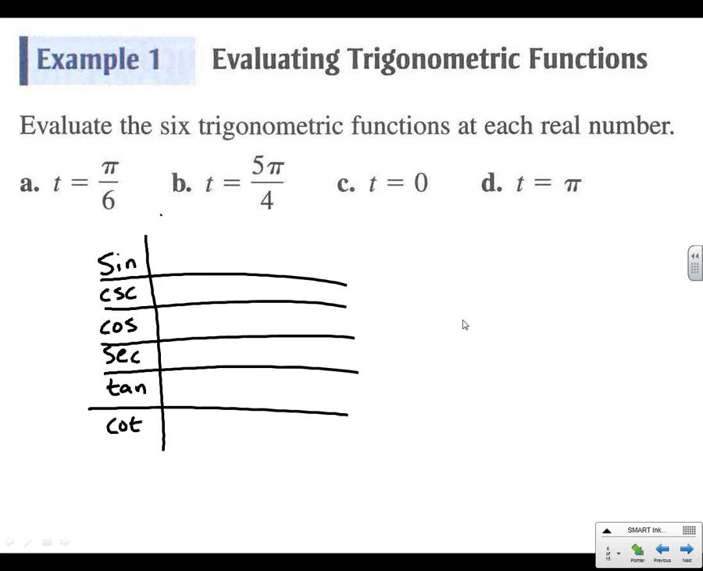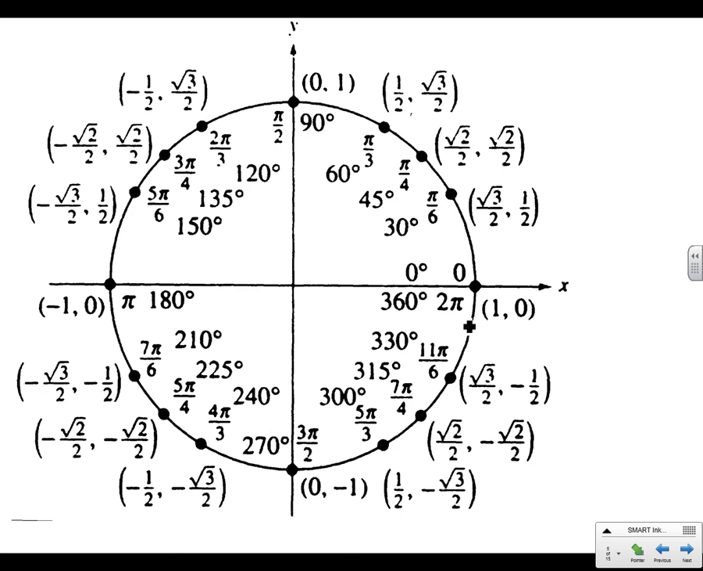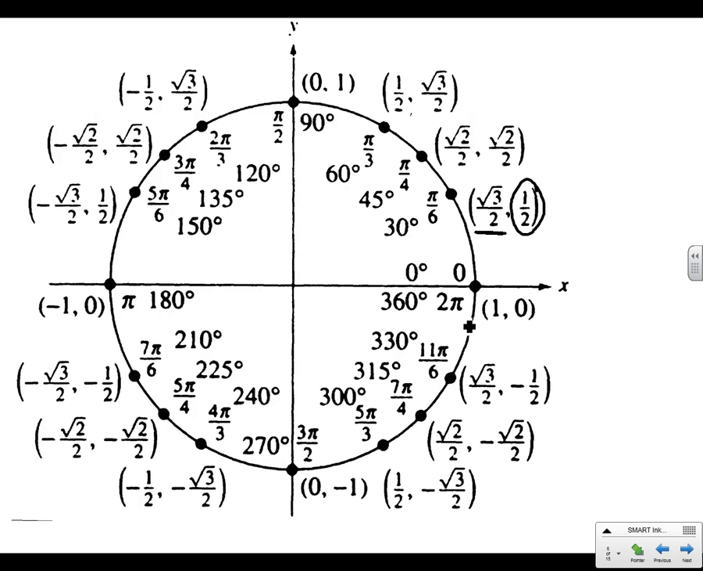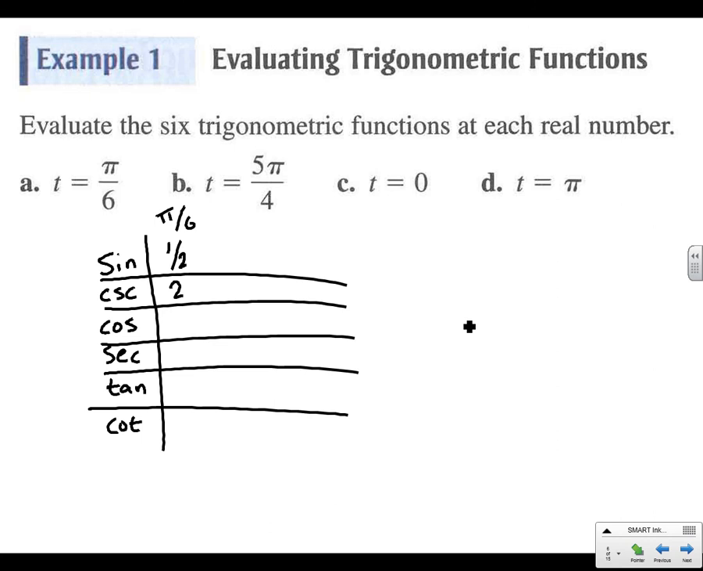All right, so we'll start with pi over 6. I'm going to jump back over here. Pi over 6 is right here. My y value is 1/2. Sine is the y value, so sine is 1/2. If I flip that over, I get 2. The cosine is the x value, so that's √3 over 2.